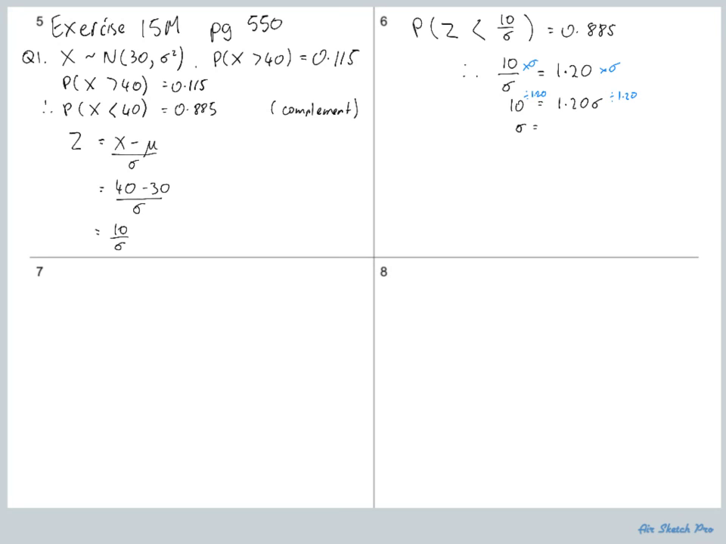So sigma is equal to, on my calculator, 10 divided by, and then I'm going to go control minus for the answer there. So 10 divided by the answer is equal to 8.33 to 3 significant places. And hopefully that's the answer in the back of the book. So that's basically it. That's how you do it. We're going to standardize, and then we are going to solve for the unknown.